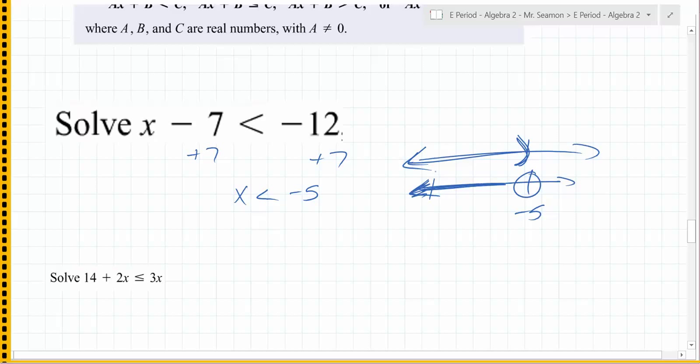If you wanted to do this in interval notation, how would you write it in interval notation, Nick? What would interval notation be for this? It would be... The difficulty level a little bit.